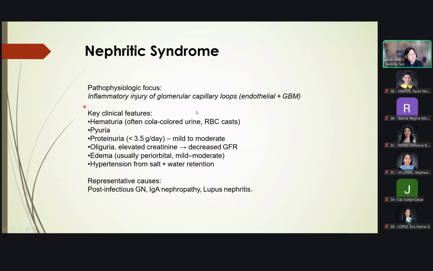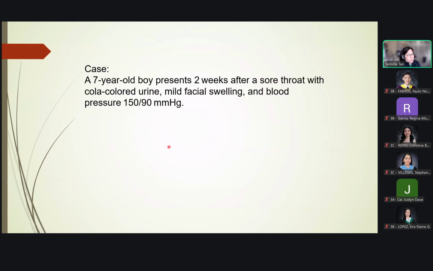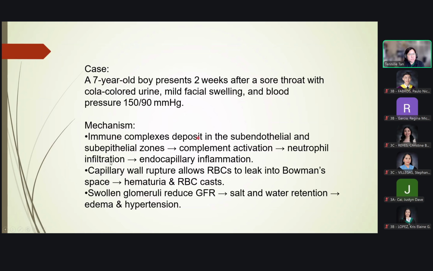So here we have a case. There's a 7-year-old boy who presents two weeks after a sore throat with colored urine, mild facial swelling, and an elevated blood pressure of 150/90. Here, the typical mechanism is immune complex deposits in the subendothelial and subepithelial zones, leading to complement activation, neutrophil infiltration, and then endocapillary inflammation.